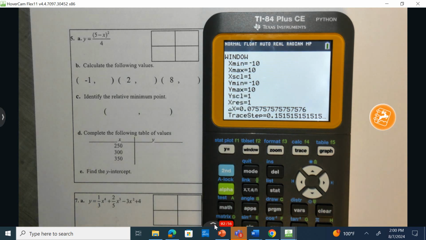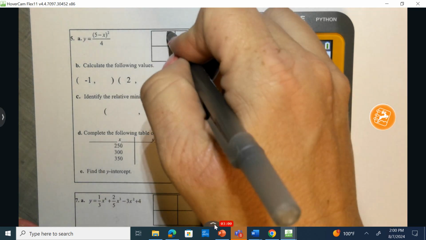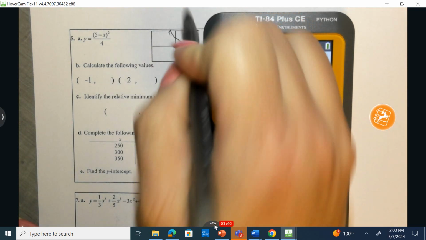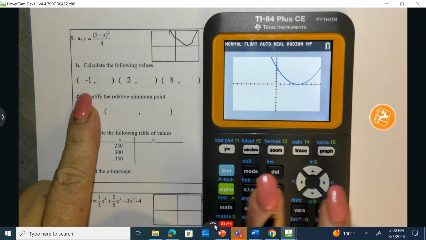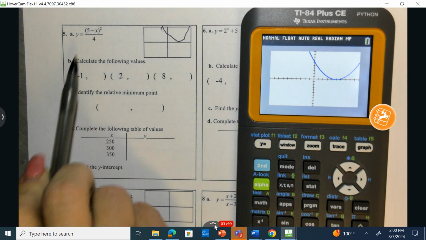Both X and Y are at -10 and +10, and we want to graph this. So this is just a rough sketch. It's looking something like this, right? Sorry, that's pretty ugly. Now we want to calculate these exact values. It gives us an X value, and we want to know what's the corresponding Y value for this function.